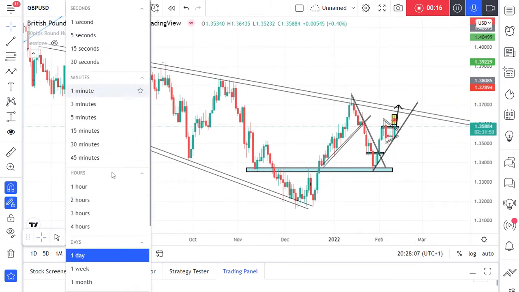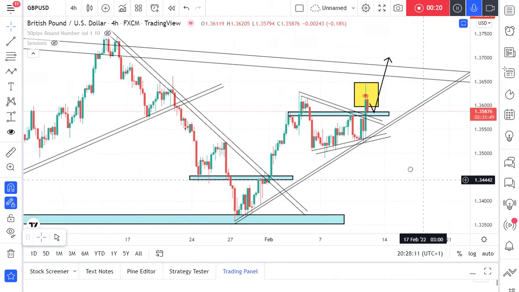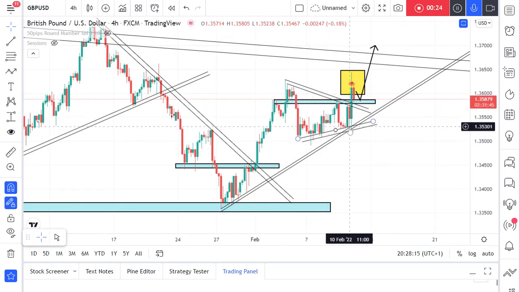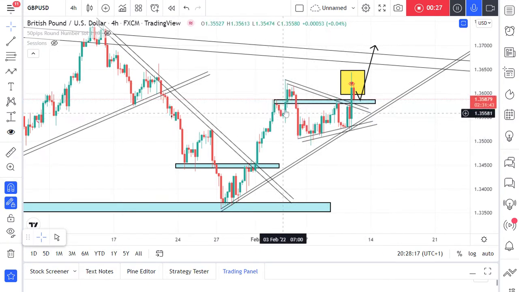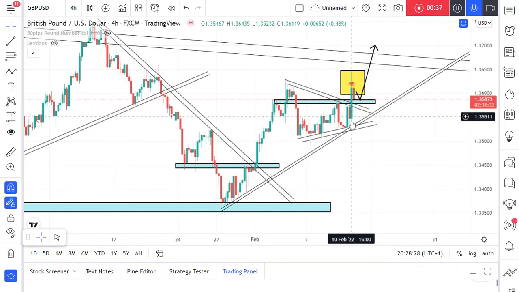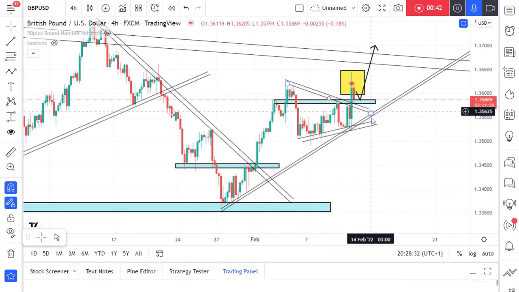On the 4 hour time frame, we can see that price has formed a bullish pennant. Earlier this week we had this Quasimodo structure, and then we had some series of minor zones, which price respected until the price broke out of this structure. So we have this bullish pennant on the 4 hour time frame.